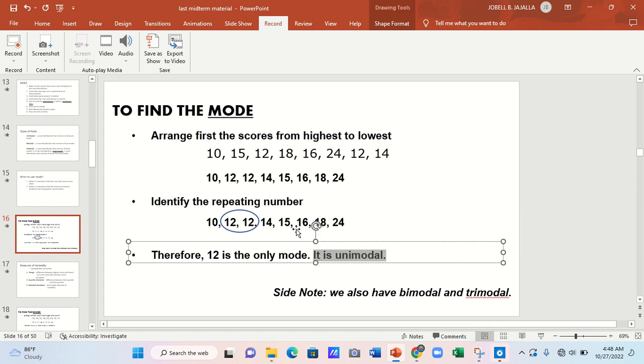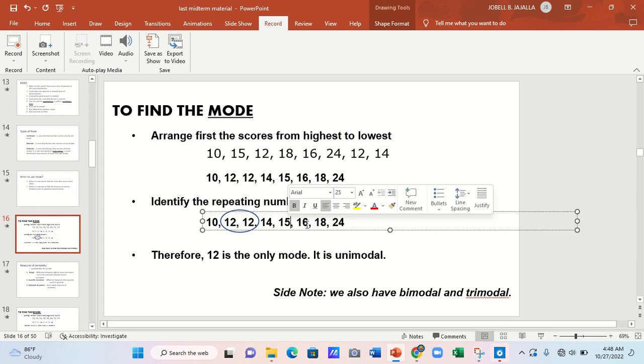Okay? Now, sir, what if 15 also appears twice? Say 15 also came out twice. So, therefore, it is no longer unimodal. The modes there are now 12 and 15. It is no longer unimodal because two modes emerged in the set of data. That is now what we call bimodal. Alright? So, trimodal is three. Okay, so that is unimodal, bimodal, trimodal. If more than 3, it can be called multimodal.